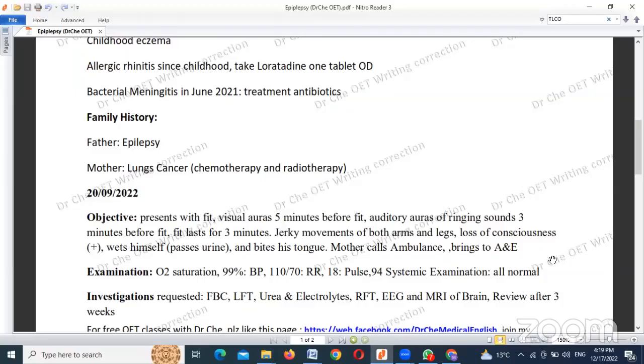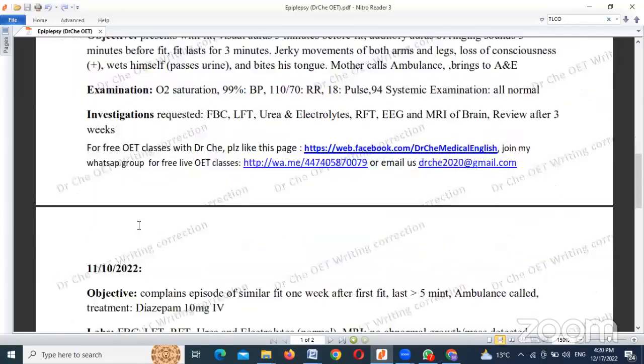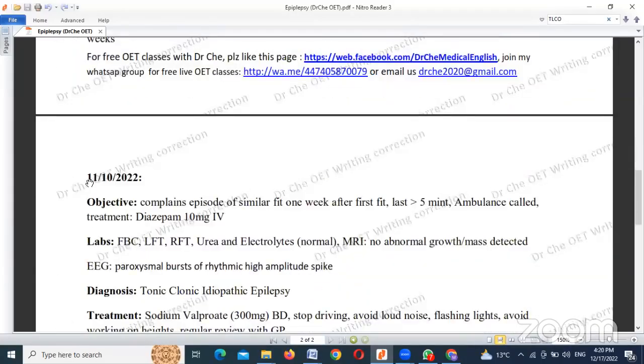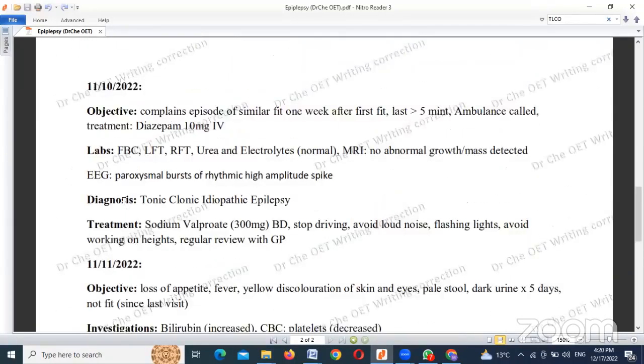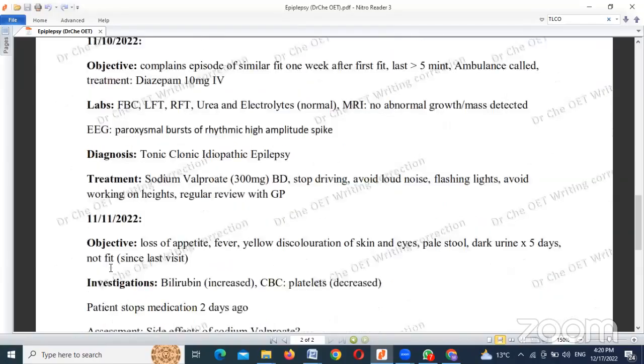Okay, let us see the dates. This is the 20th of September, 2022. This is the first visit. Then we have the second visit, 11th of October. Then the third visit is 11th of November.